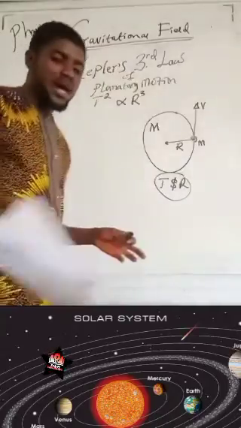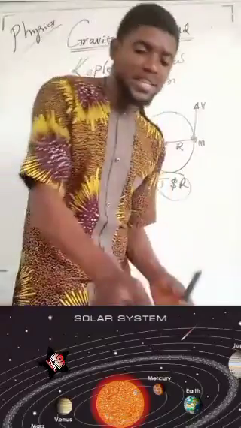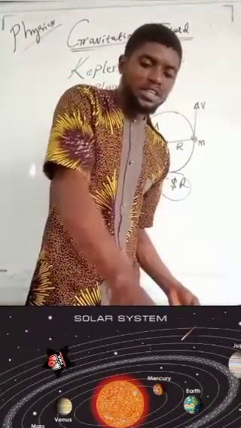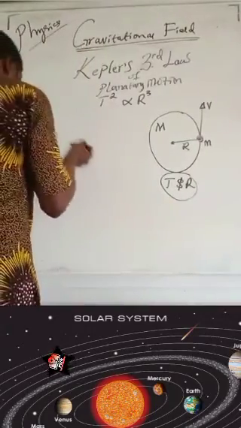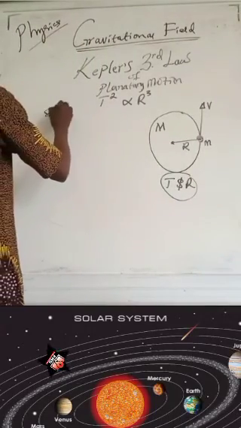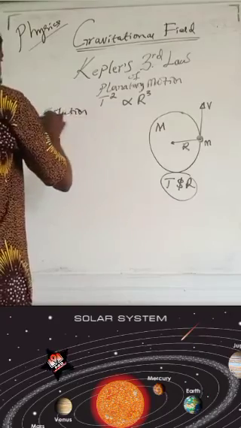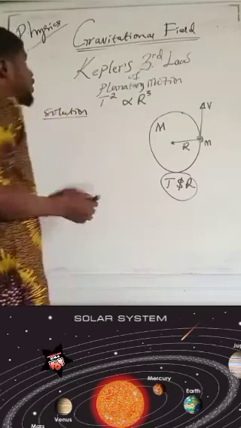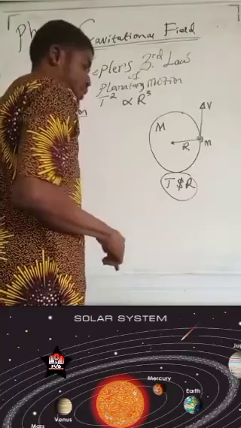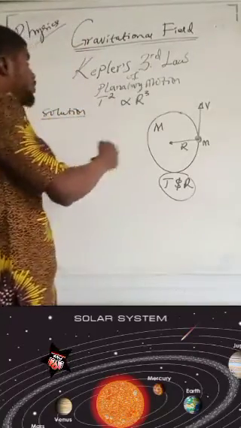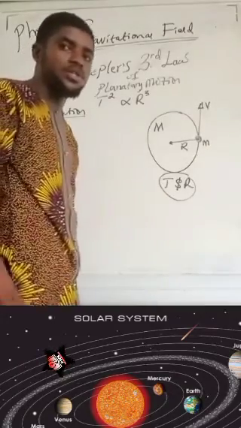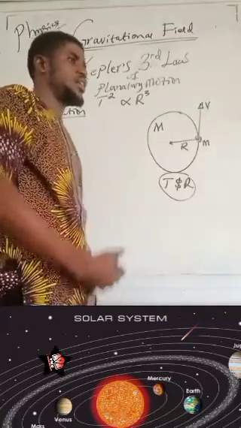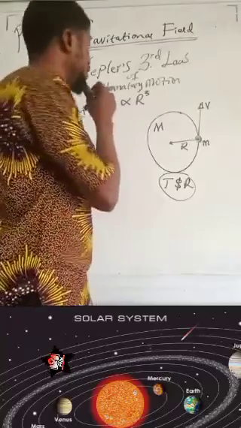WAEC were simply asking their candidates to derive Kepler's third law, and it was hidden in this question. Solution. So let's start. Recall in the other video I did on gravitational field that I was talking about the physics of cut and join. That physics will help you derive this equation.